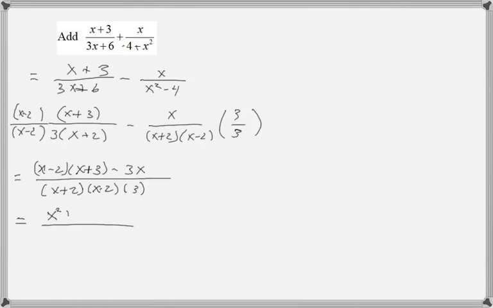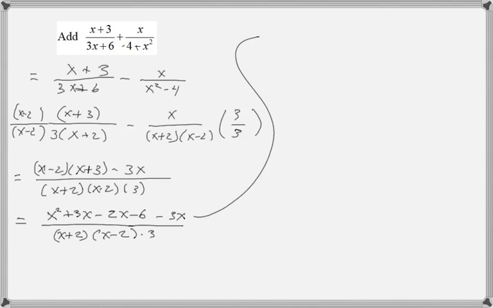That'll give me x squared plus 3x minus 2x minus 6. I'm still subtracting 3x, and this will still be over x plus 2, x minus 2 times 3. If I combine like terms, in the numerator I have a single term with an x squared. Then I've got 3x, negative 2x, and negative 3x. 3 minus 2 is 1. 1 minus 3 gives negative 2, so I'll have negative 2x, and I still have a minus 6.